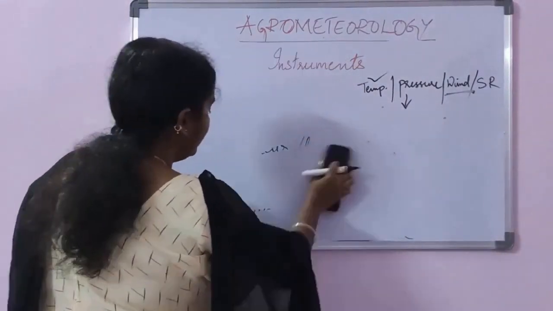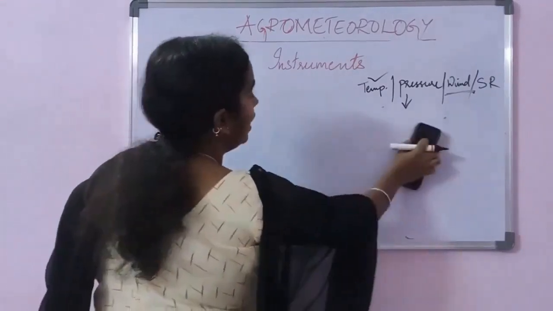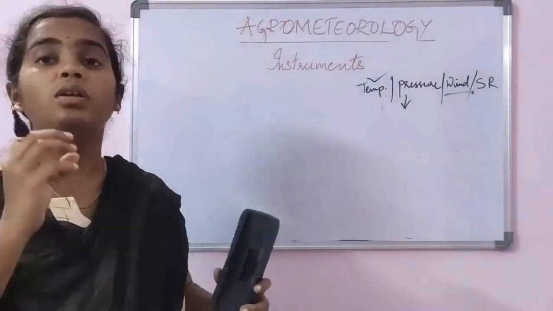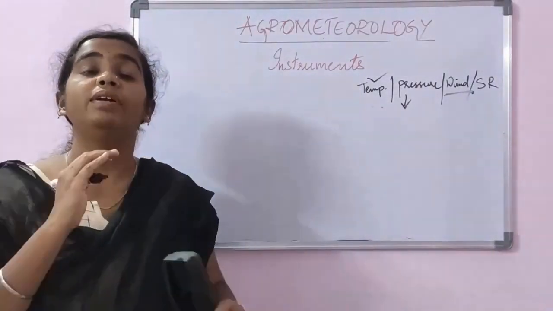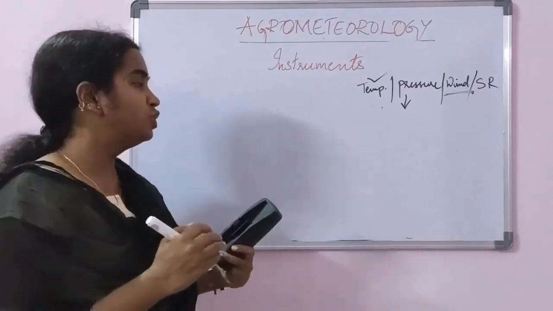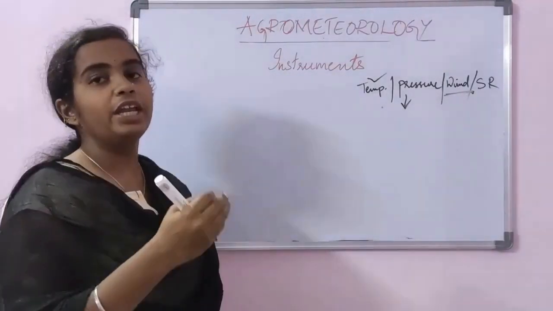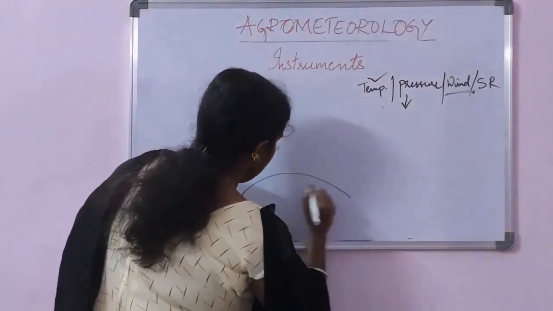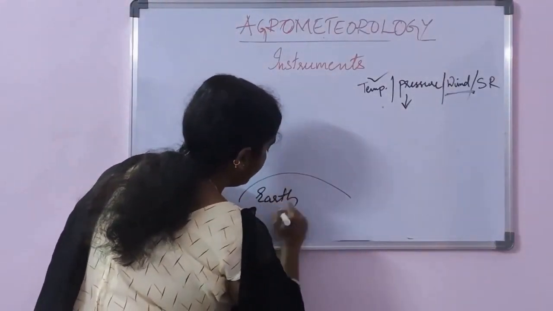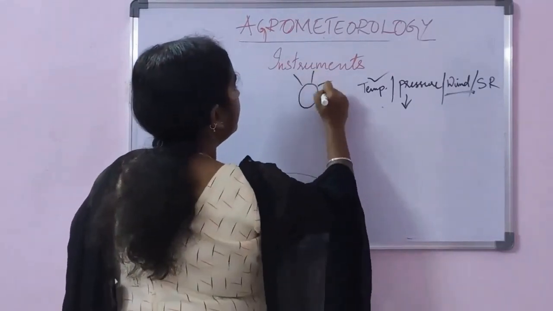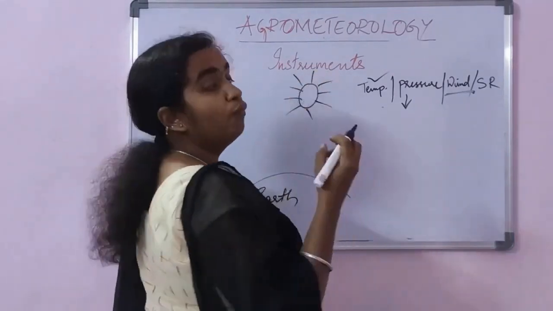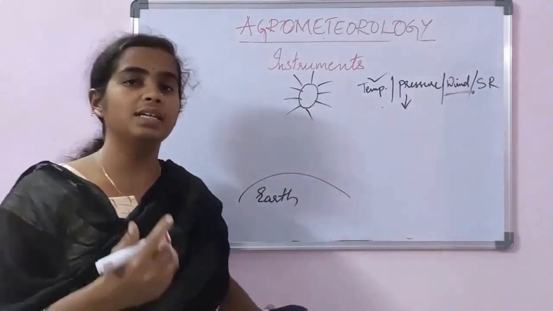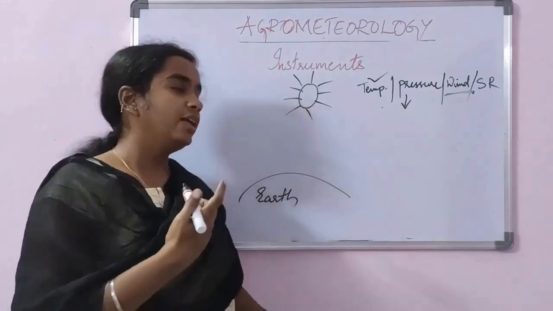Now, the one important parameter is solar radiation, and the instruments used for solar radiation are many. We have different types of instruments for this. Before entering into the instruments, let me talk about solar radiation a little. As we know, from the sun we will be getting the energy or the photons or quanta. That we call sun energy or solar radiation.